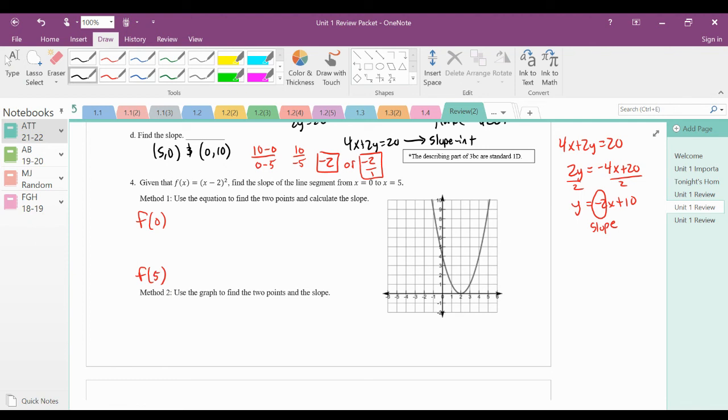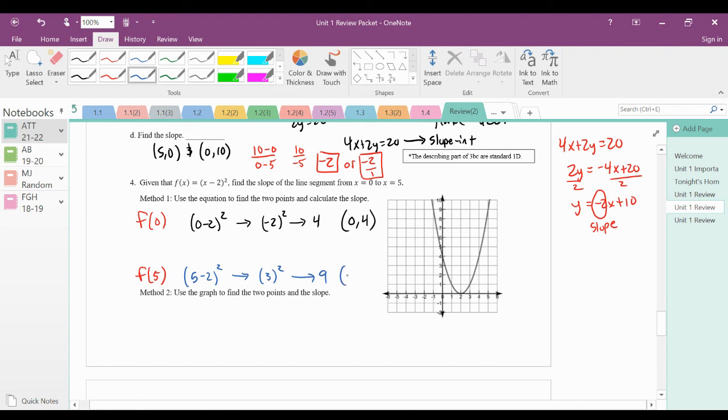So if we put 0 into our function, that's 0 minus 2 squared, which is negative 2 squared. That gives us 4. So that tells me the point 0, comma 4 is on my graph. And when x is 5, 5 minus 2 squared gives us 3 squared, or 9. That tells me the point 5, comma 9 is on my graph.